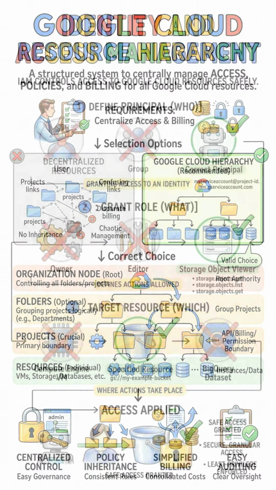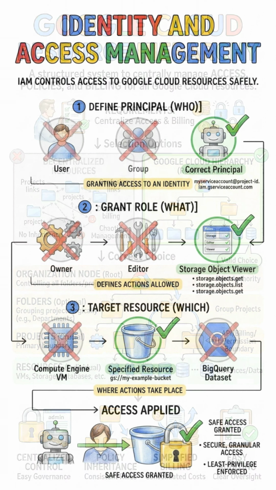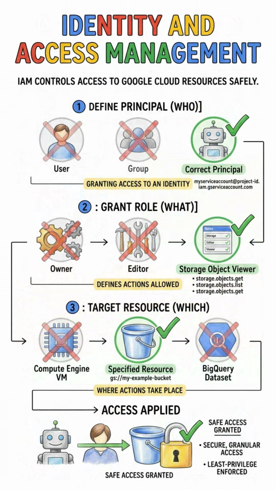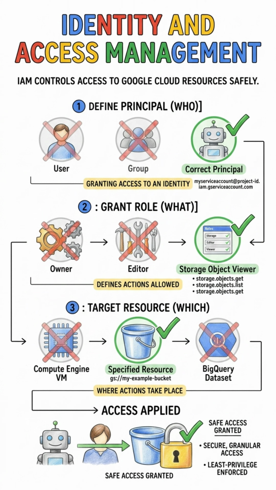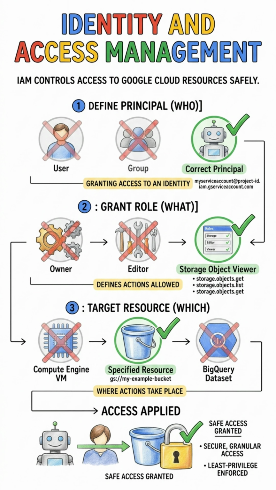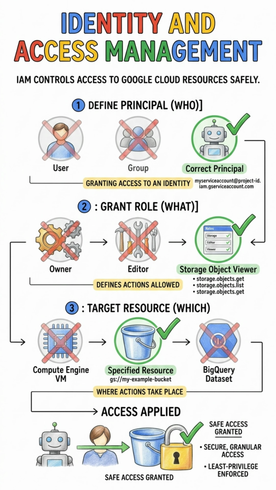Identity and access management, commonly known as IAM, determines who can do what on which Google Cloud resources. In IAM, a principal can be a user, group, or service account that is granted specific roles. Each role contains a collection of permissions, allowing you to grant access safely without giving away administrative privileges.